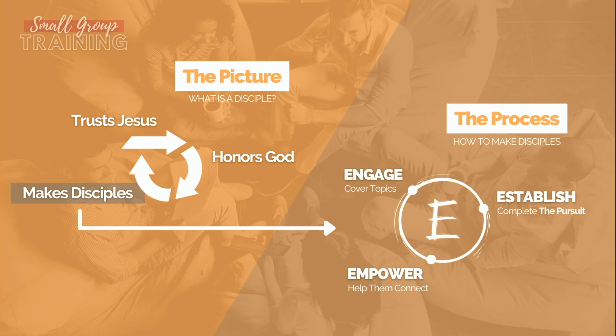Now, once you've completed the pursuit with those people, the final phase is to empower them, and that's where you help them connect with someone else that they can start discipling. And this is where your small group comes in, because chances are good that you can connect someone in your small group that needs a disciple maker with someone that you've already trained to make disciples.